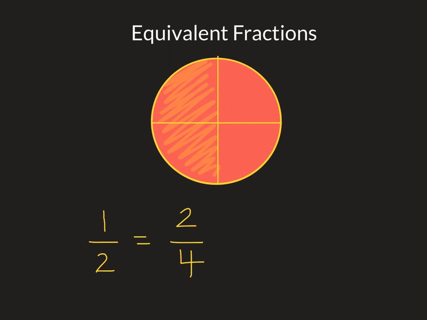Finally, let's cut our 4 equal parts into 2 equal parts, which will give us 8 equal parts. Of the 8 equal parts, how many are pepperoni? Correct, 4. This diagram shows us that 1/2 is equivalent to both 2/4 and 4/8.